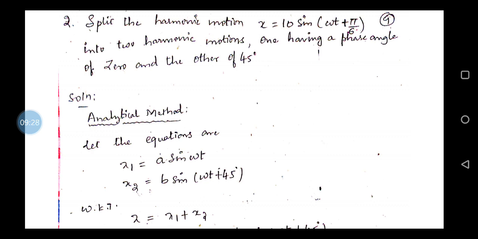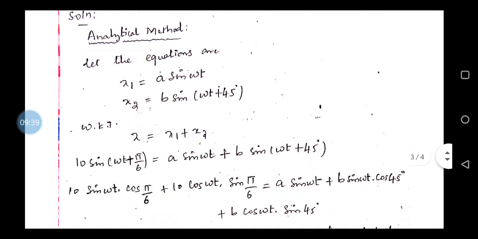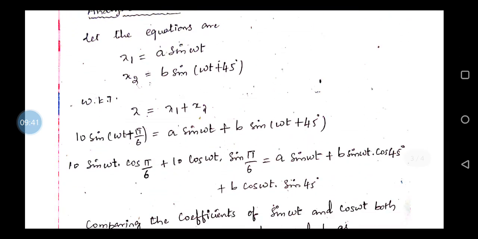Split the harmonic motion x is equal to 10 sine of omega t plus pi by 6 into two harmonic motions, one having a phase angle of 0 and the other of 45 degrees. Let the equations be x1 is equal to a sine of omega t and x2 is equal to b sine of omega t plus 45 degrees.